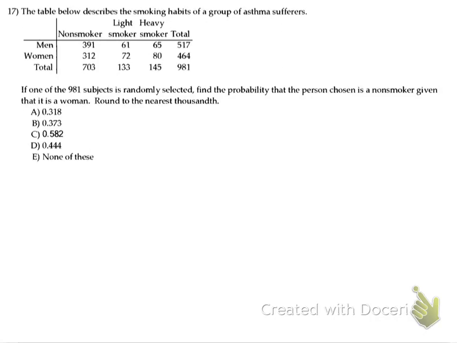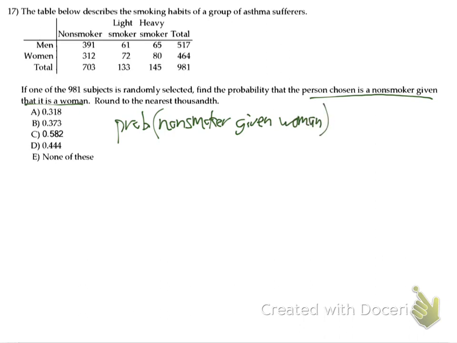Okay. One of the 981 subjects, find the probability the person is a non-smoker given it is a woman. Okay, so that's the key part there. Non-smoker, given woman. So probability, non-smoker, given woman. Okay. So the whole thing here is a given question, right? What do you do in a given question? What are you always going to do in a given question?